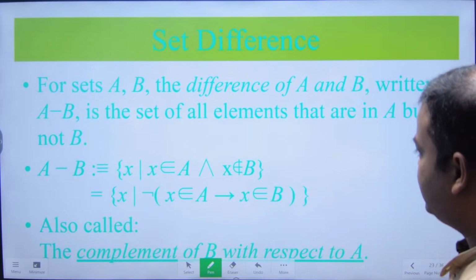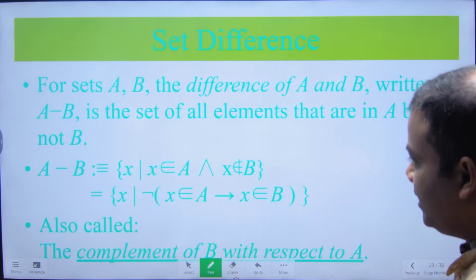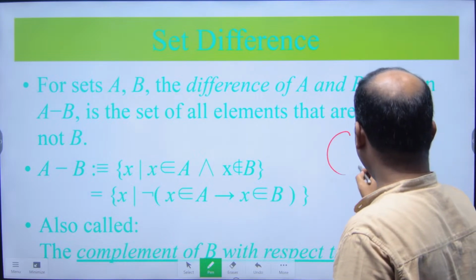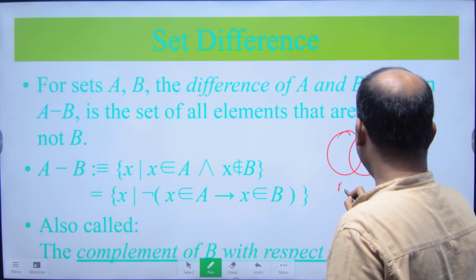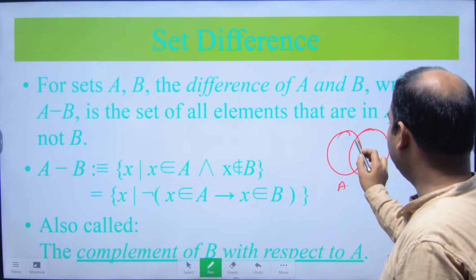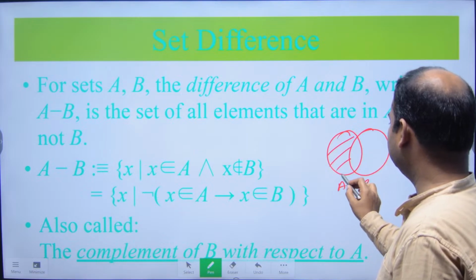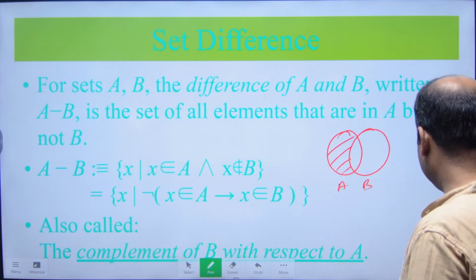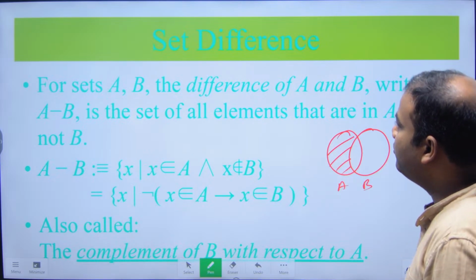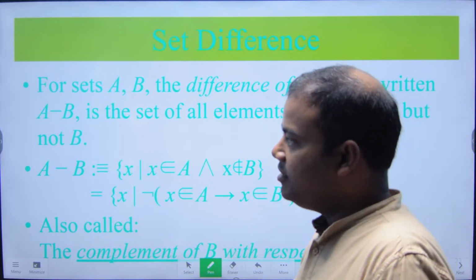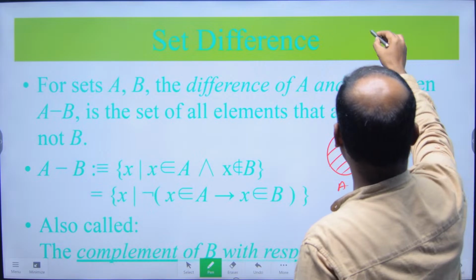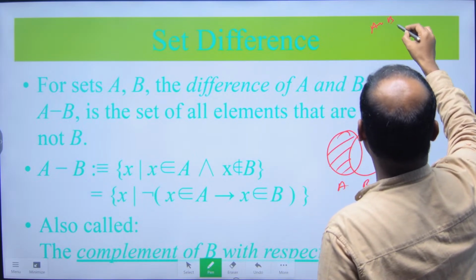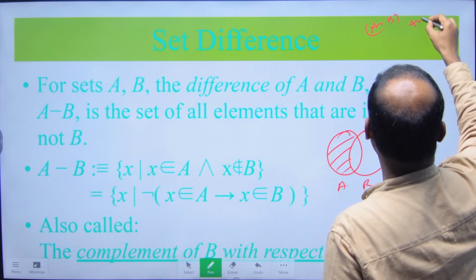Now set difference. What is set difference? For example, if it is A and it is B, so what is A minus B? This portion. Okay. Any doubt? Now A minus B is this portion.